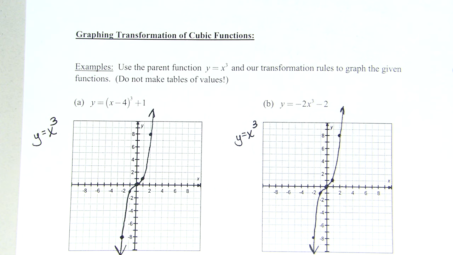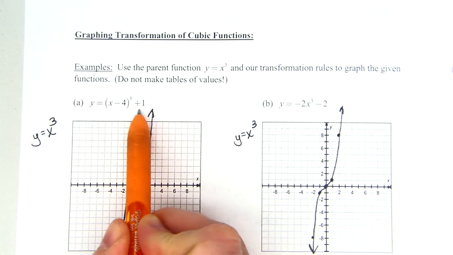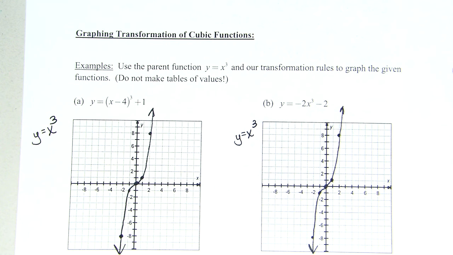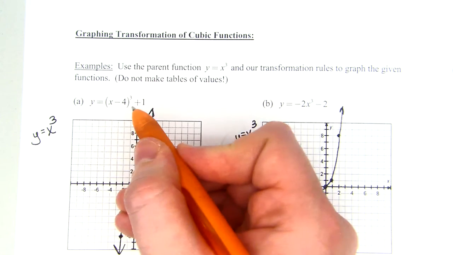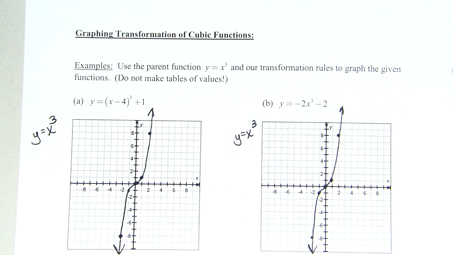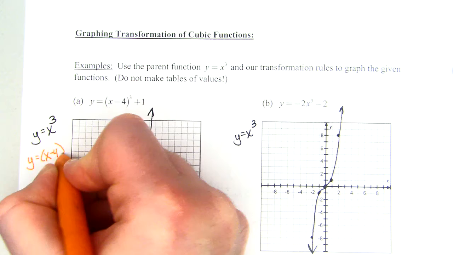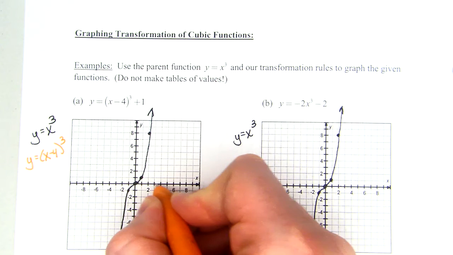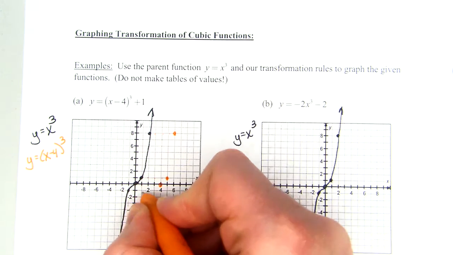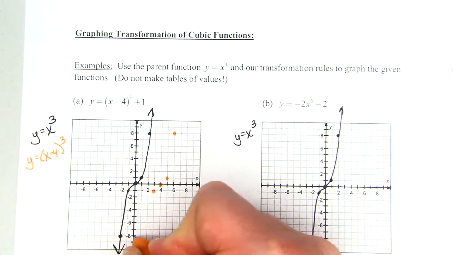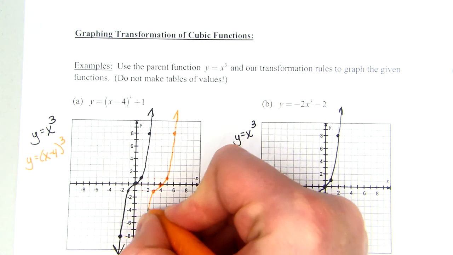Now I have my usual old transformations. What should I do first over here? Should I do the -4 or should I do the +1? I think that -4 is going to be first. And what does the -4 do to the graph? It's going to move this thing right 4 spaces. Y equals x minus 4 cubed. We're going to go right 4. 1, 2, 3, 4. Connect the dots. We've got that.